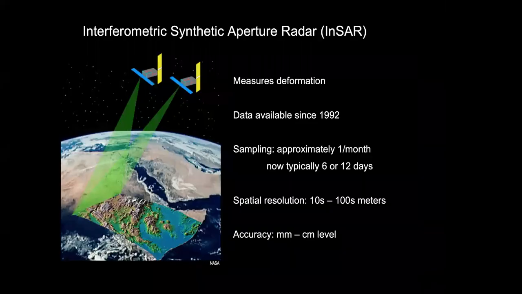Well, the first thing I'm going to talk about is InSAR, which I started working on about 6 years ago. I still put this slide up, so it's an old slide, but it still amazes me that we have satellites going around measuring deformation with an accuracy of millimeters to centimeters. The data have been available since 1992, but are getting better all the time. Early data, the sampling was about once a month. Now we can typically get InSAR deformation measurements every 6 to 12 days.